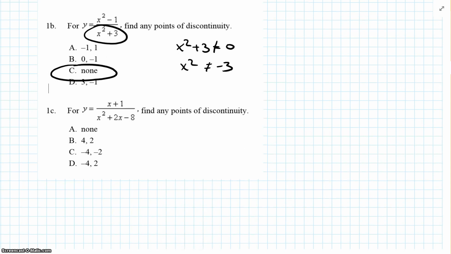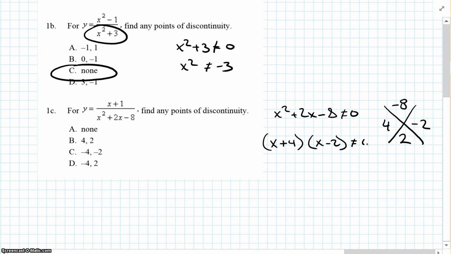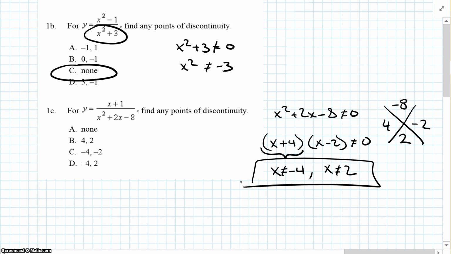Alright, 1c. So I have x squared plus 2x minus 8 cannot equal 0. So let's x factor this thing. My c value is negative, a times c is negative 8, and my b value is 2. So I need two numbers that give me a product of negative 8 and a sum of positive 2. So 4 and negative 2. So I can rewrite this as (x plus 4)(x minus 2) still cannot equal 0. So x cannot equal negative 4 and x cannot equal 2. The answer is D.